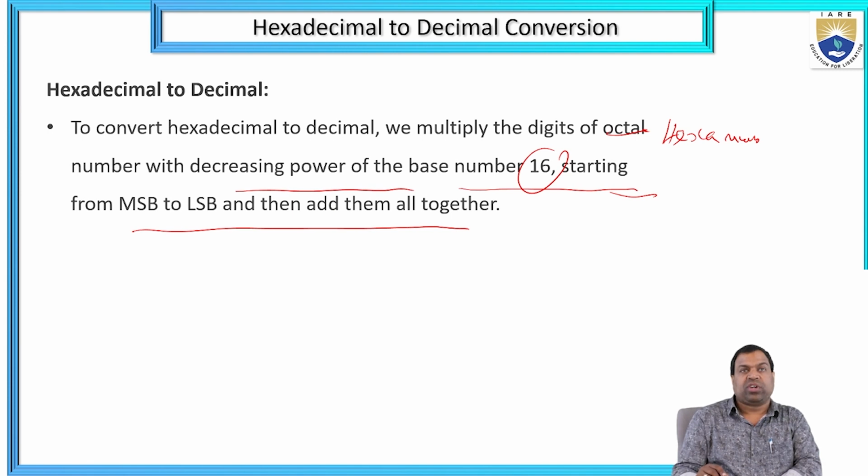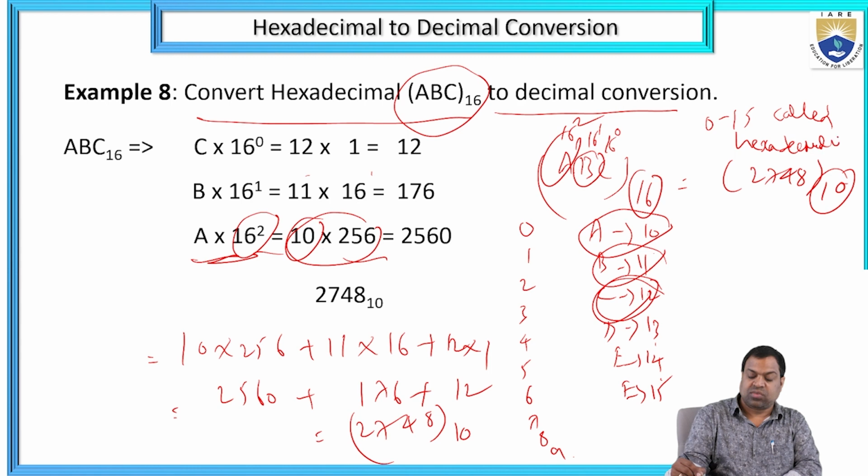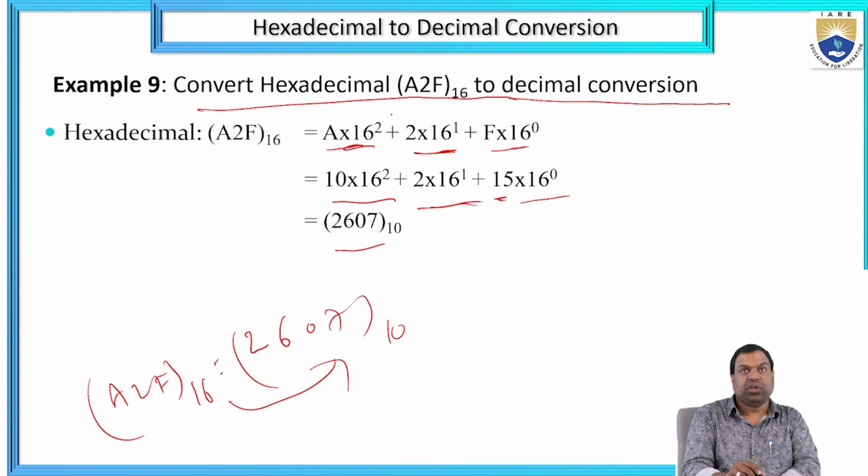Finally, going for hexa to decimal. A, B, C are hexadecimal values, because after 9 come 10, 11, 12, 13, 14, 15. So 0 to 15 are called hexadecimal values. So we convert from hexadecimal A to F to decimal, like this 2607 base 10.